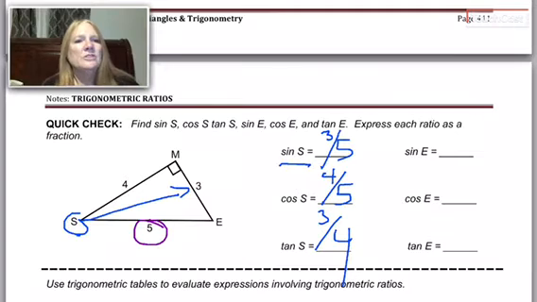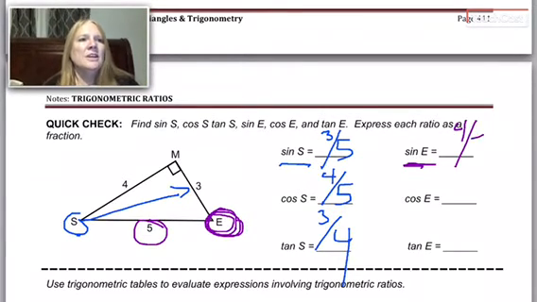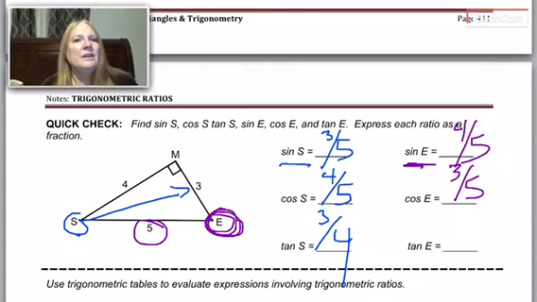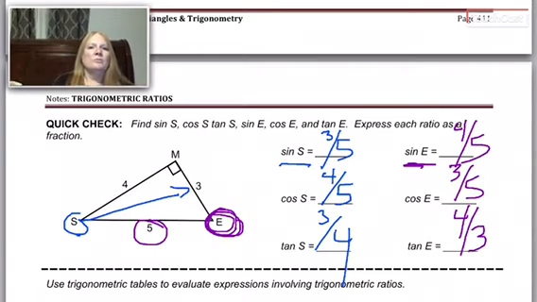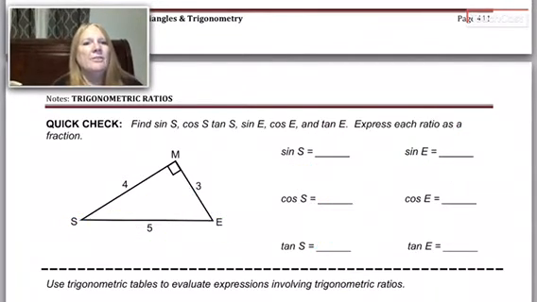Okay, now we switch and look at E. When we're looking at E, the opposite side is 4. The hypotenuse hasn't changed, it's still 5. From E, the adjacent is 3, so cosine is 3 over 5, and from E, opposite over adjacent is 4 over 3. So those are the ratios.